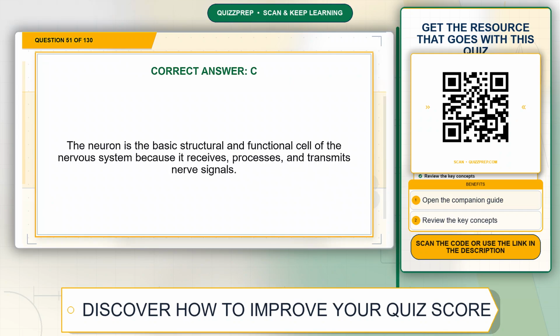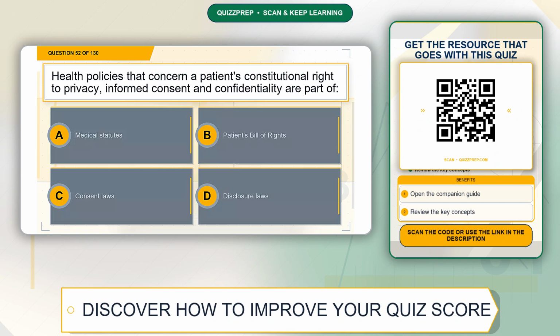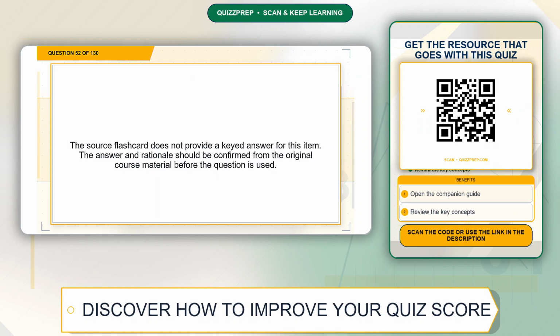Question 52. Health policies that concern a patient's constitutional right to privacy, informed consent and confidentiality are part of: Option A, medical statutes. Option B, Patient's Bill of Rights. Option C, consent laws. Option D, disclosure laws. The correct answer is not shown. Explanation. The source flashcard does not provide a keyed answer for this item. The answer and rationale should be confirmed from the original course material before the question is used.